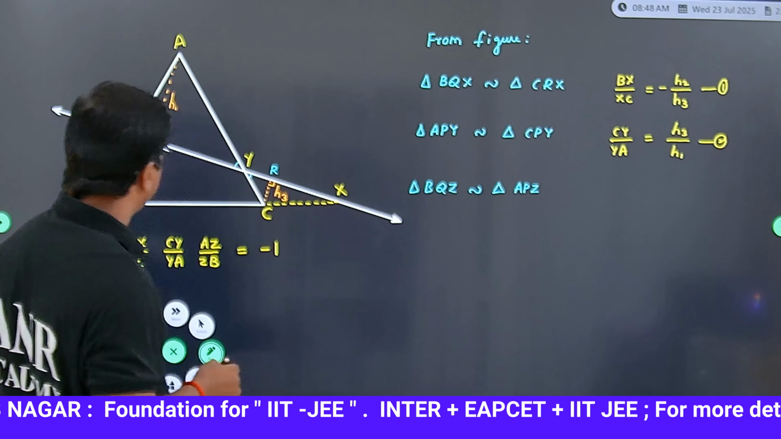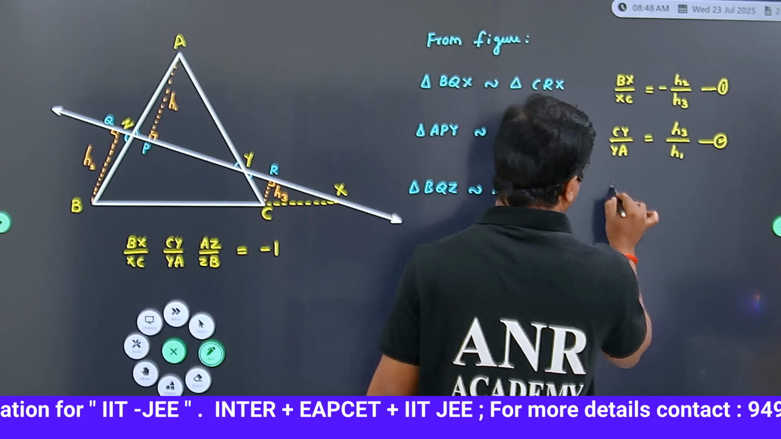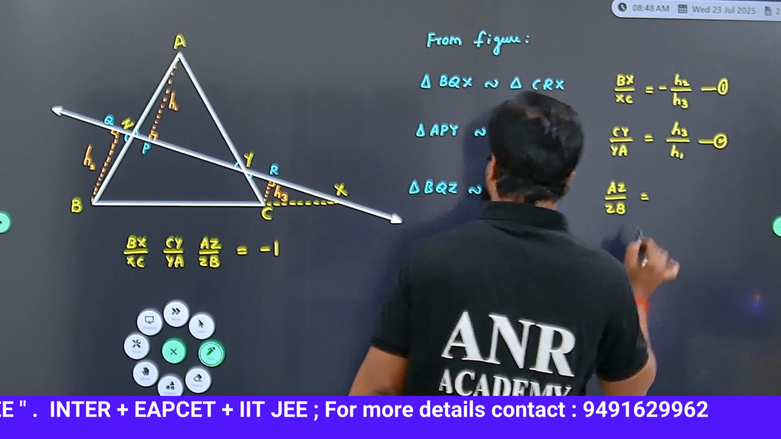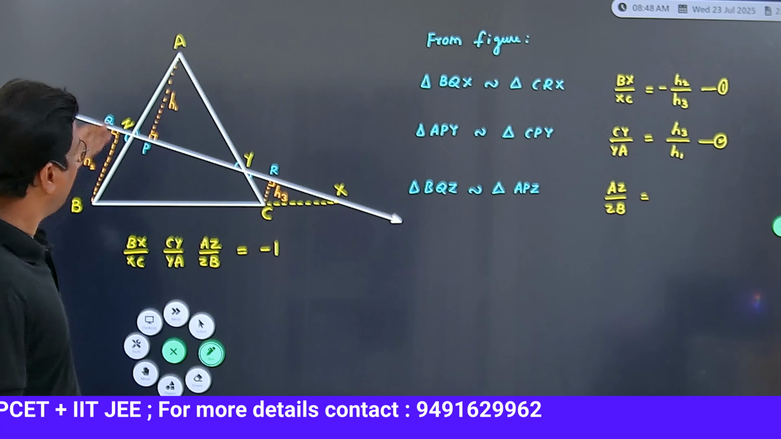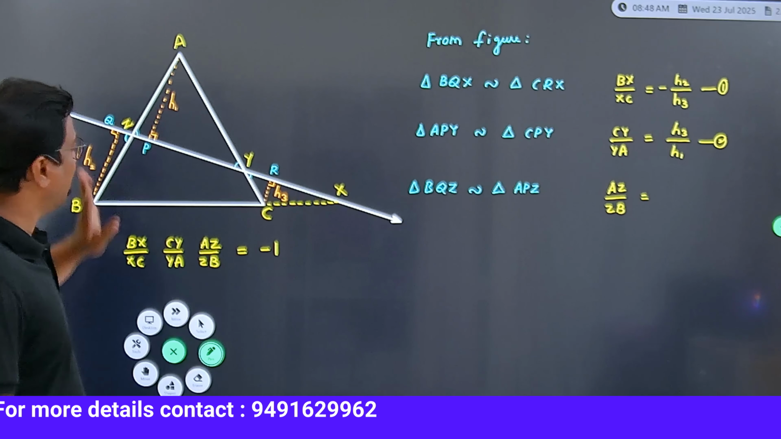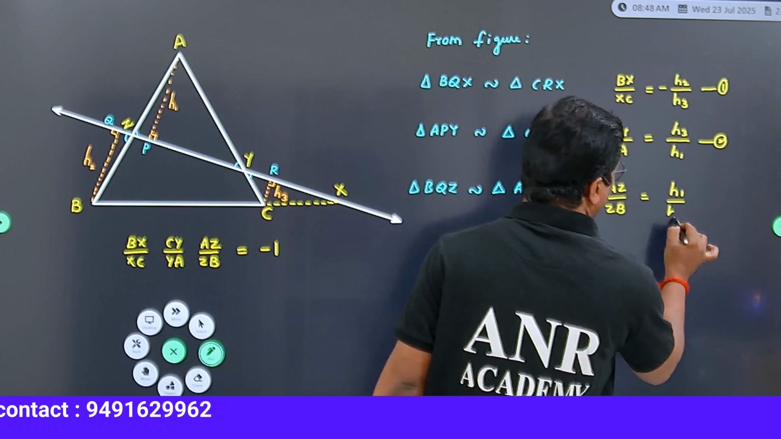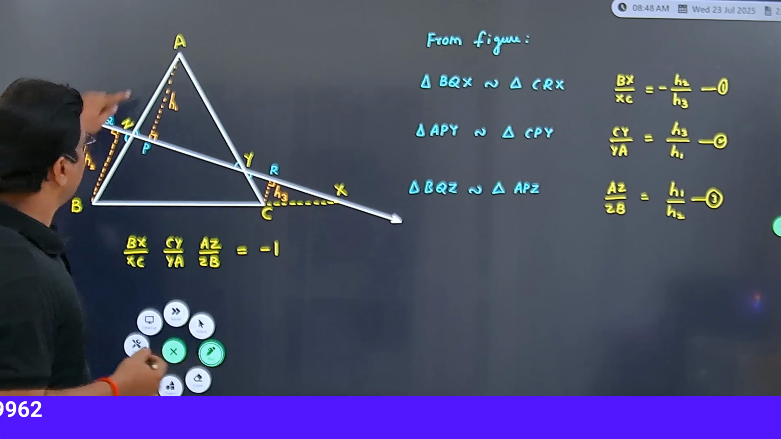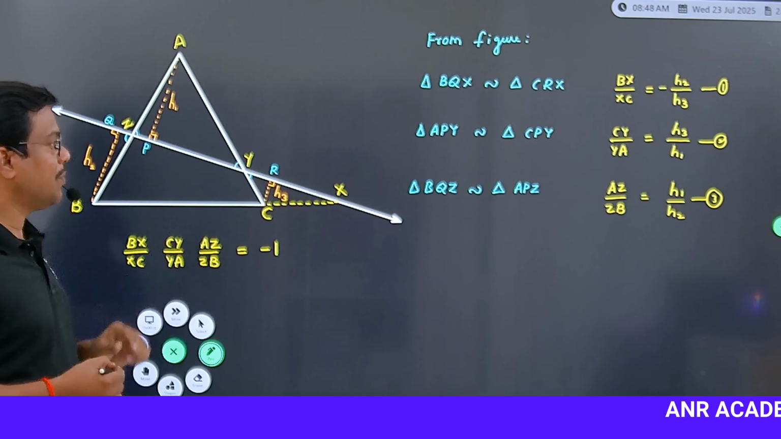Yes, now their corresponding sides ratio proportionate, so that I am writing AZ by ZB. A to Z, then Z to B. The direction is same, so that the ratio what we get is H1 by H2. Here it is of h1 divided by h2. Third result. A to Z, Z to B, same direction, so that you have to write positive ratio.